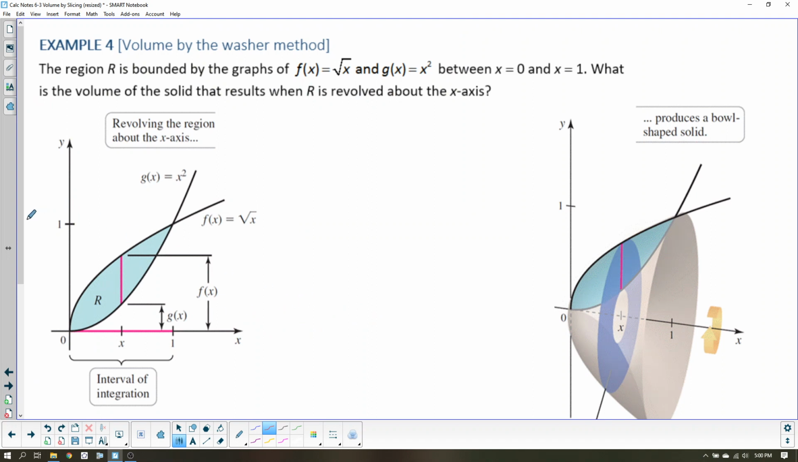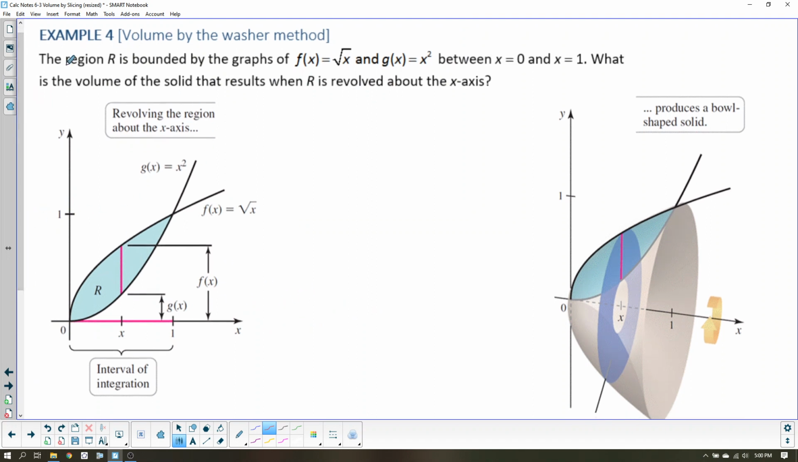So let's try that with this example here. It says the region R is bounded by the graphs of f of x equals the square root of x and g of x equals x squared between 0 and 1. We want to find the volume when it's revolved about the x-axis. So we've got those graphs plotted here. We've got the square root of x, we've got x squared.